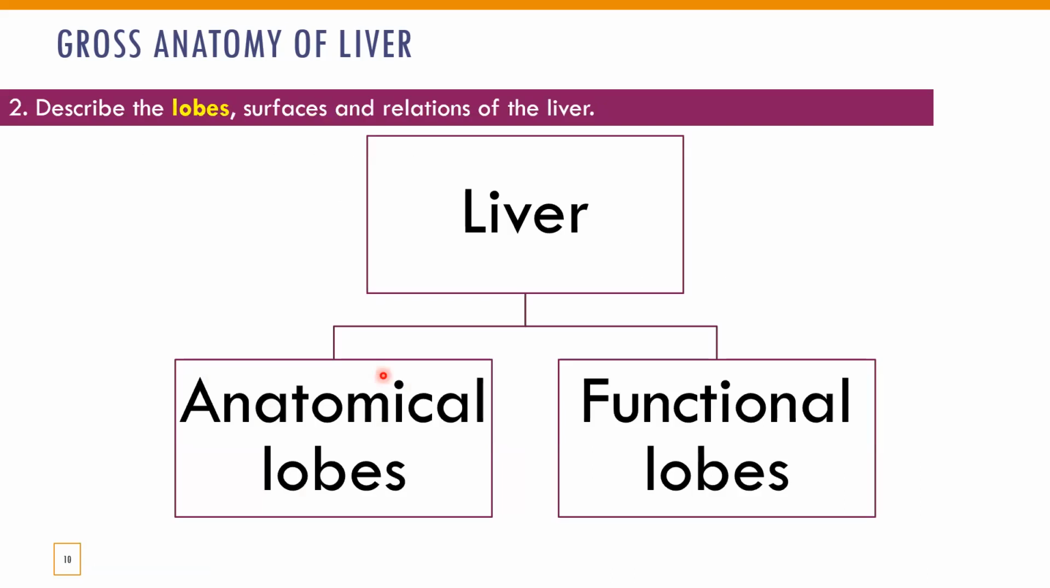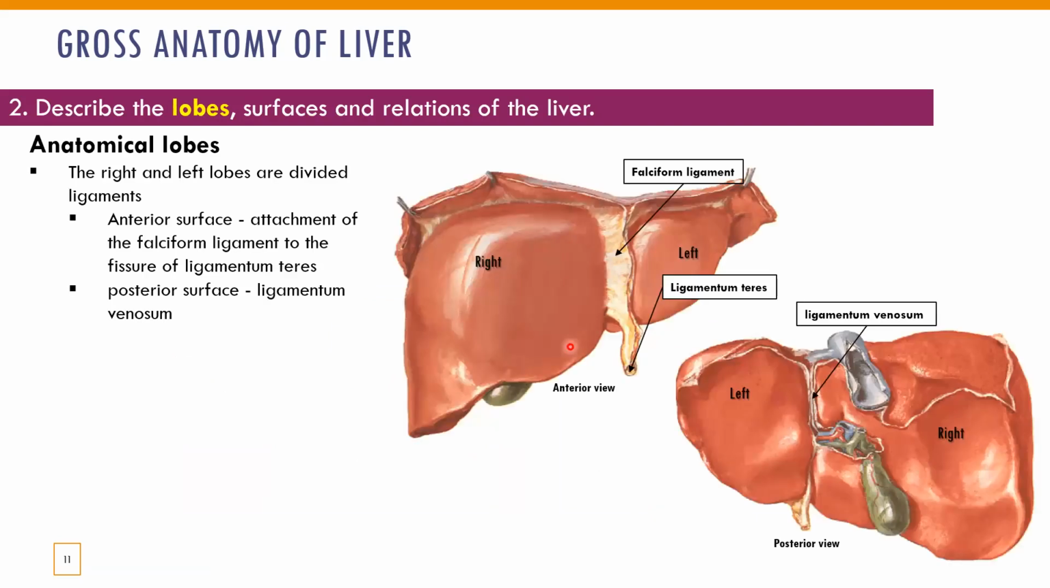Now describe the lobes, the surfaces, and relations. So we go into the lobes of the liver. How do we describe the lobes of the liver based on anatomical and functional lobes? The anatomical lobes of the liver can be divided into right and left lobe. In the anatomical lobe, the right and left lobes are divided by ligaments. Number one is the falciform ligament.